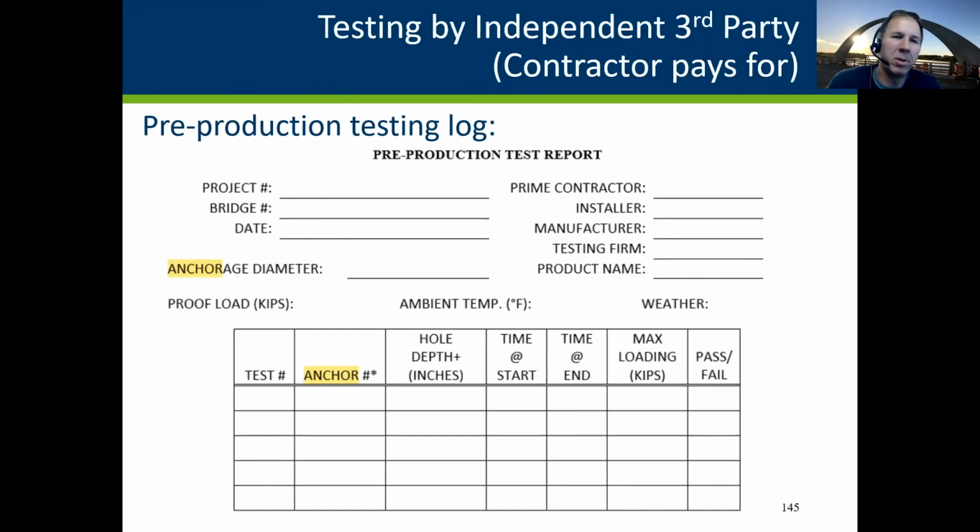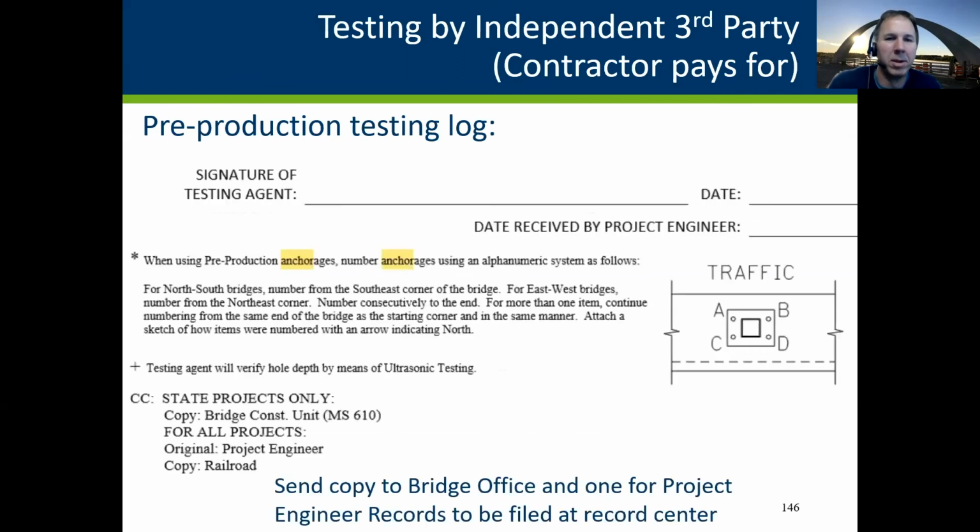If they choose the pre-production testing route, we expect this form to be filled out by the contractor's third-party testing agent and turned in to you, and then ultimately turned back to the bridge office. This pre-production test report form is on our website. And then whoever does that pull test is supposed to sign it. And then you, as a project engineer, are supposed to ensure that you receive this. Again, at the bottom, send it to the bridge office, and we file those with the Record Center, which is now in eDocs.